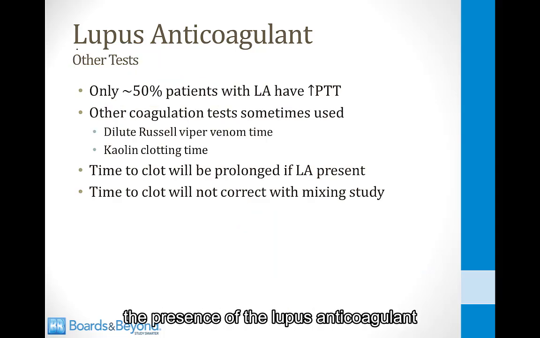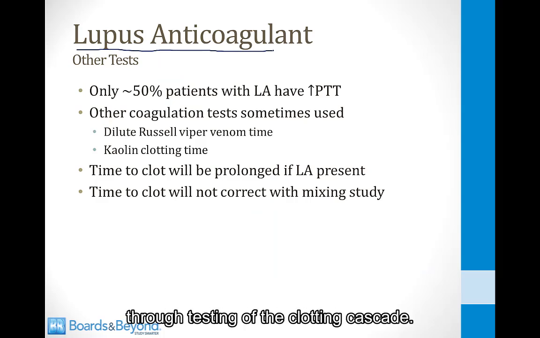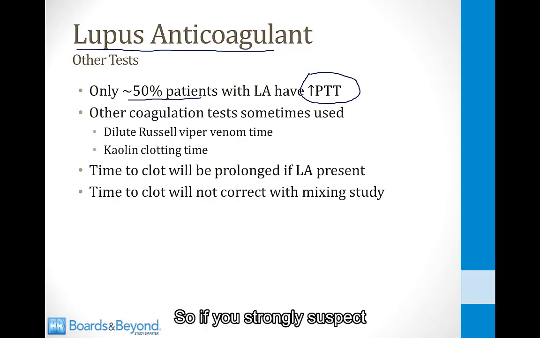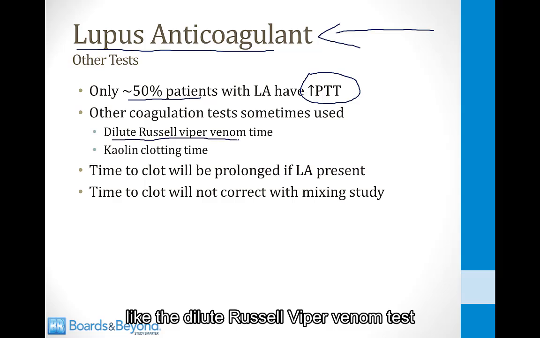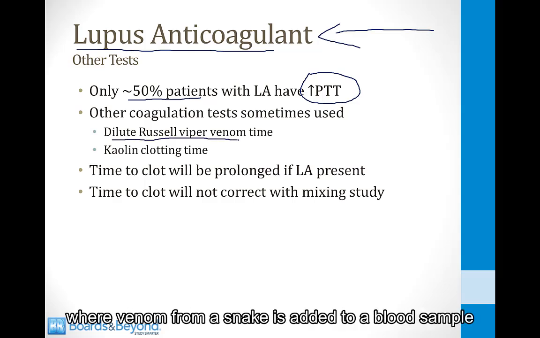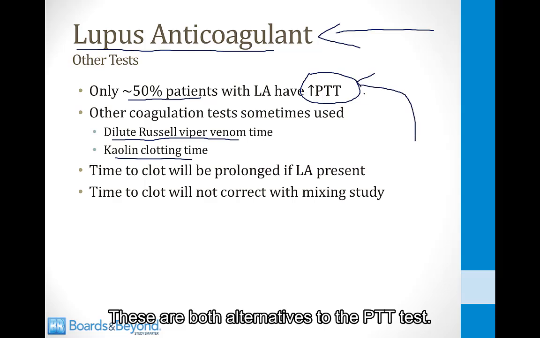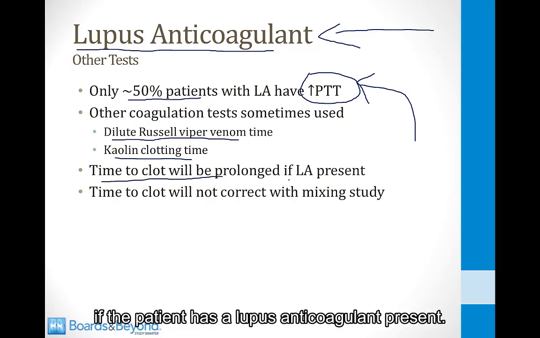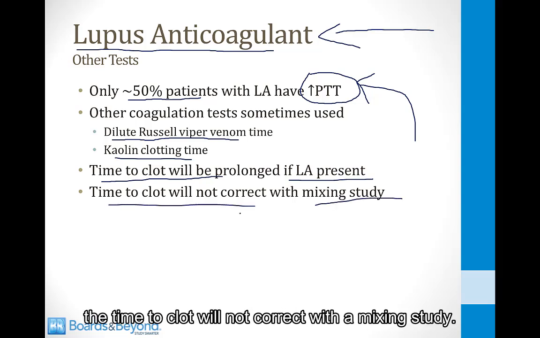Now, as I told you before, the presence of the lupus anticoagulant is identified indirectly through testing of the clotting cascade. Unfortunately, only about 50% of patients with lupus anticoagulant have a prolonged PTT, so if you strongly suspect that they have a lupus anticoagulant, then sometimes other tests are used. These go by funny names like the dilute Russell viper venom test, where venom from a snake is added to a blood sample to make the blood clot. Another one is called the kaolin clotting time. These are both alternatives to the PTT test. They are substances that are added to make the blood clot, and the time to clot will be prolonged if the patient has a lupus anticoagulant present. And you can also confirm this with a mixing study. The time to clot will not correct with a mixing study.